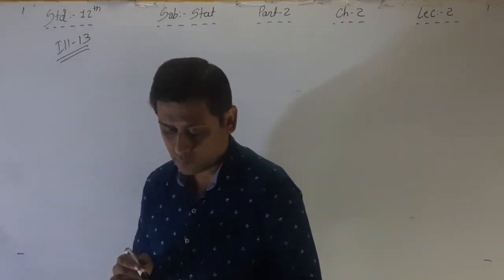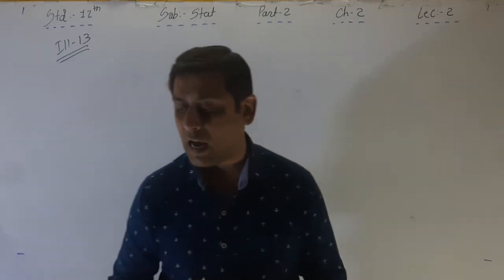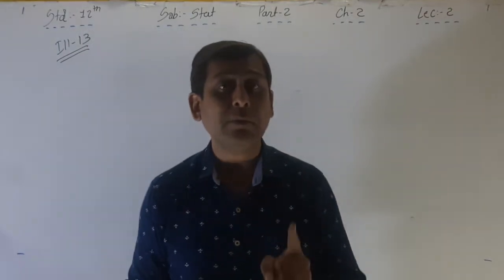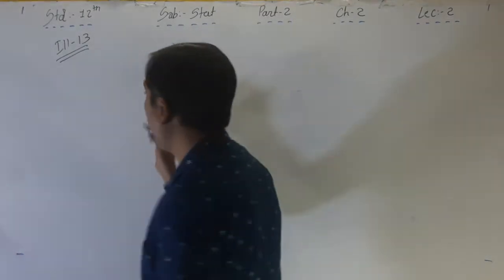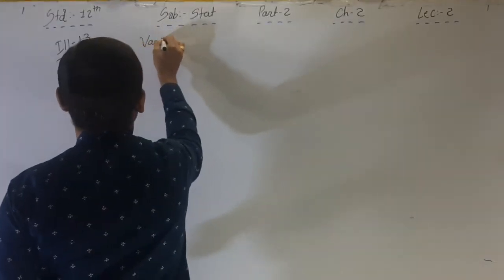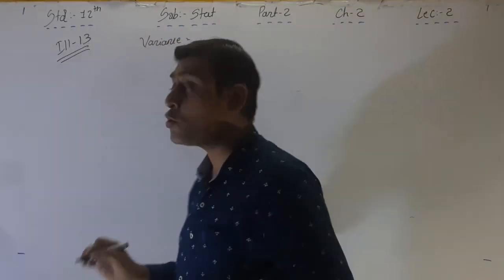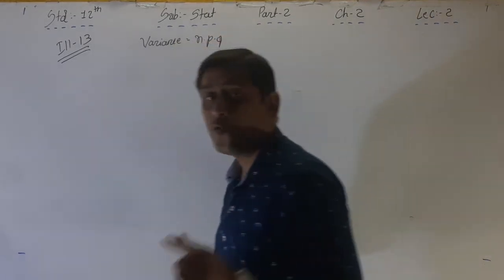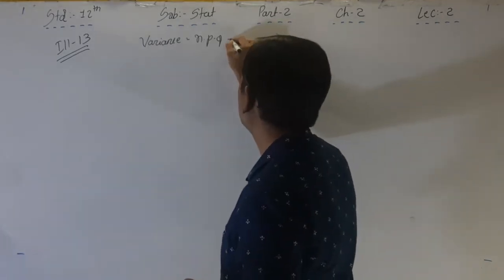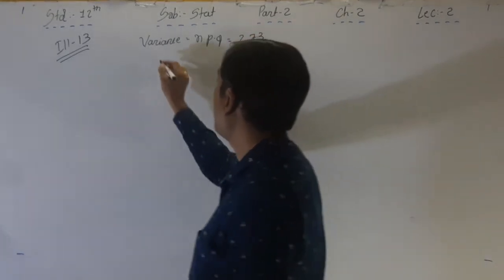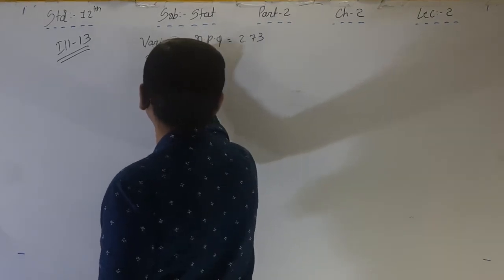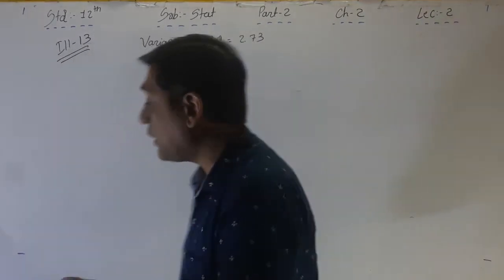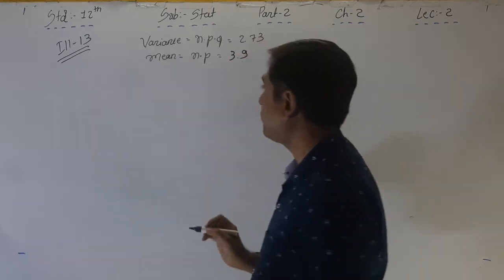Illustration number 13. The mean and the variance of the binomial distribution are 3.9 and 2.73. Now the probability of success, probability of failure is not there. The mean and variance is given here. Variance of binomial distribution is equal to n into p into q. This is the formula of variance, and it is given 2.73, and the mean of a binomial distribution is equal to n into p, and it is given 3.9.